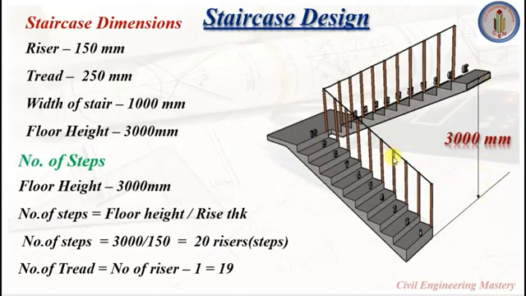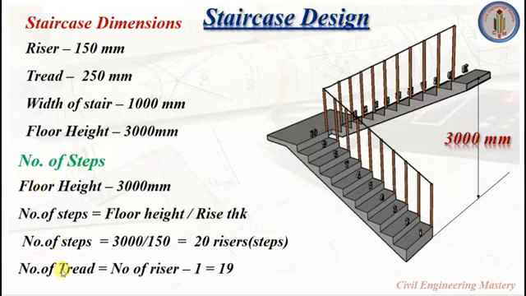So here we have taken it as a dogleg staircase. So we are arranging 10 steps in one flight and another 10 steps in another flight, with mid landing at 1500 mm level. So we can arrange the number of steps according to the type of staircase.